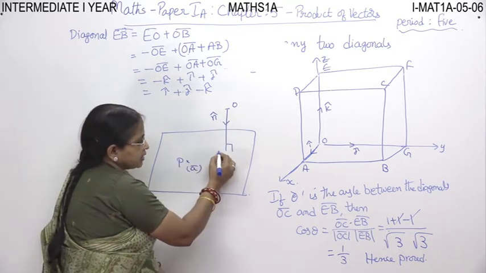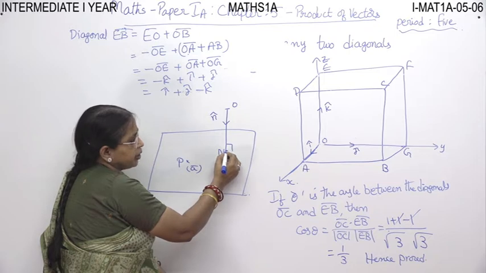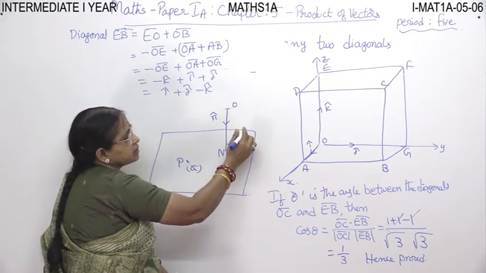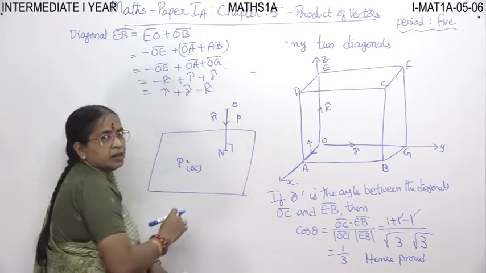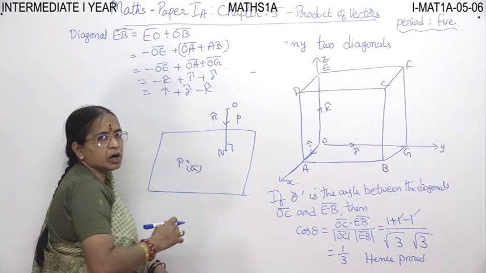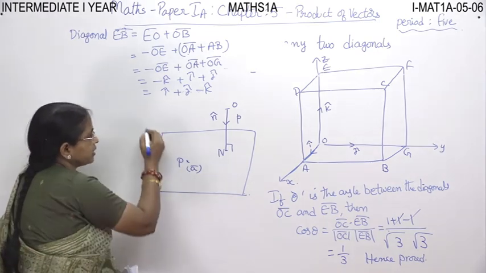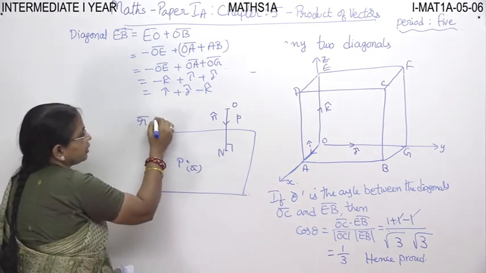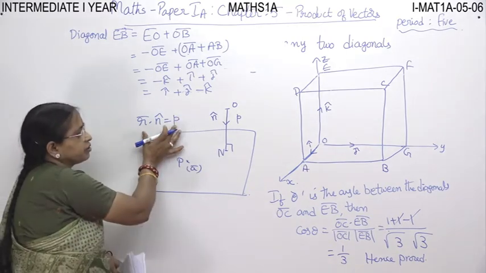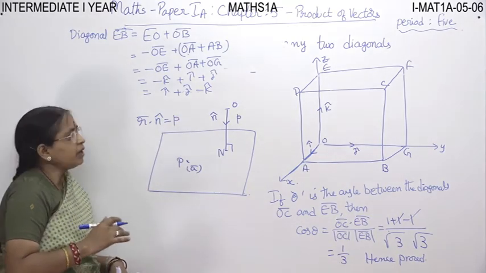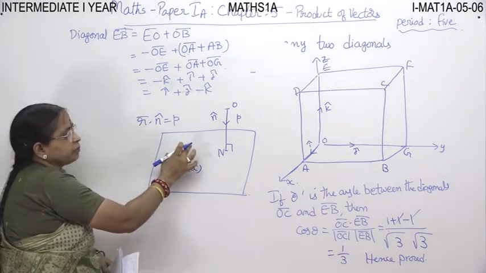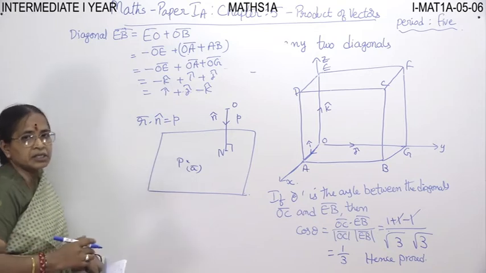And then suppose that this is some capital N, this point. Now the length of this perpendicular is small p. So the length of the perpendicular from the origin to the plane is small p. Then the equation of the plane is given by r dot n cap is equal to p. This form of equation of the plane is called the normal form of the equation of the plane.